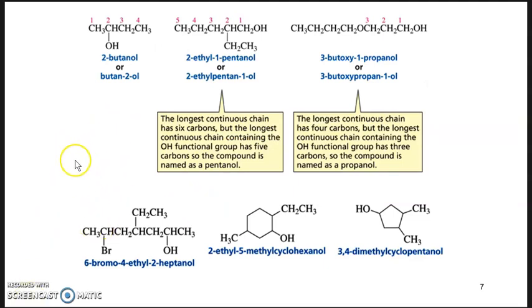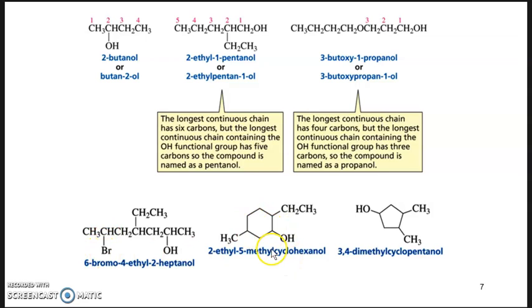This slide shows a few examples of nomenclature. Please notice how it's written and how important the numbers and the alphabetical order are. For example, in this one, even though bromo, B, comes earlier than E, because the OH is sitting at the right side, it must have the lowest number. So you have to number it from right to left, making the bromo sit at carbon number 6.